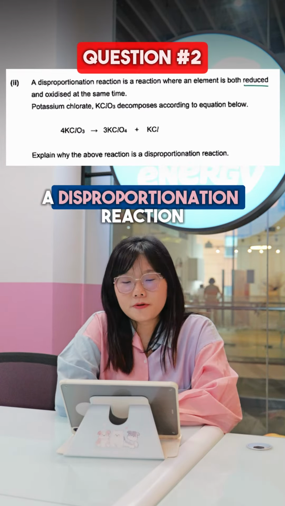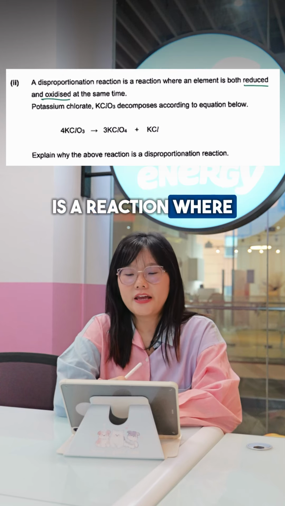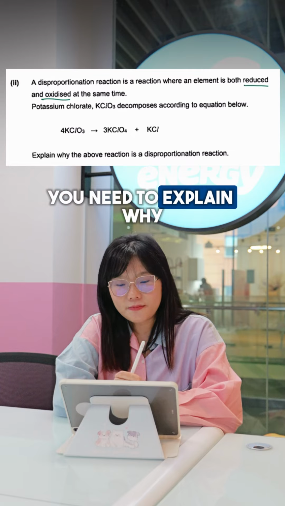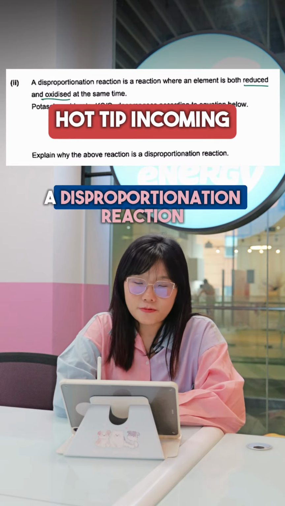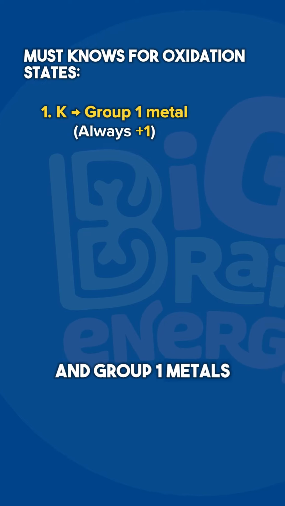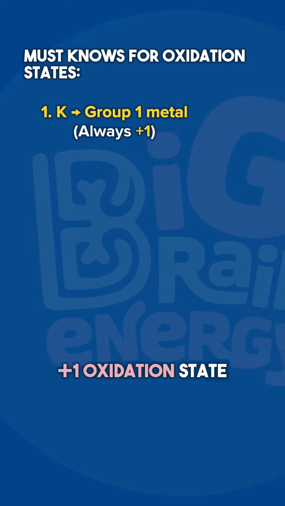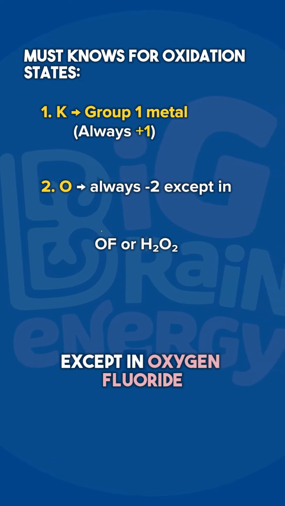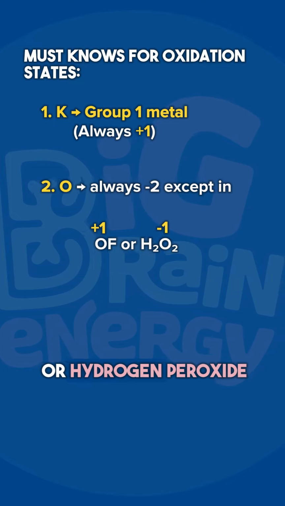Question 2. A disproportionation reaction is a reaction where an element is both reduced and oxidized at the same time. You need to explain why the above reaction is a disproportionation reaction. Number 1. K is a group 1 metal, and group 1 metals always have a +1 oxidation state. The oxidation state of oxygen is always -2, except in oxygen fluoride or hydrogen peroxide.